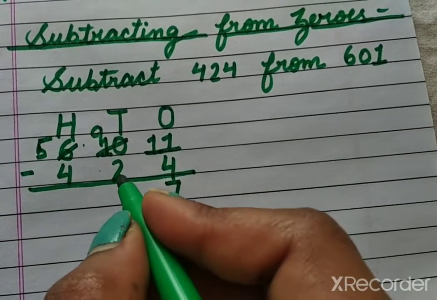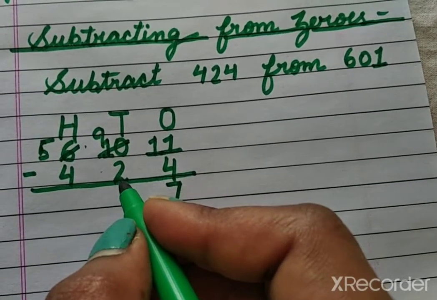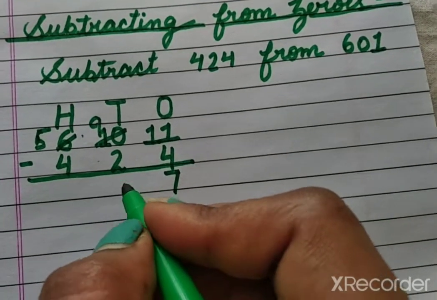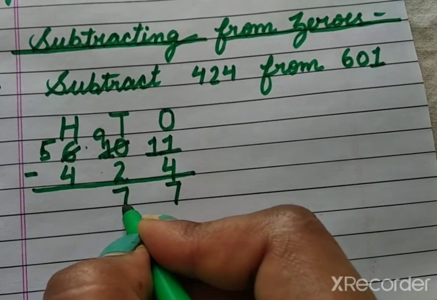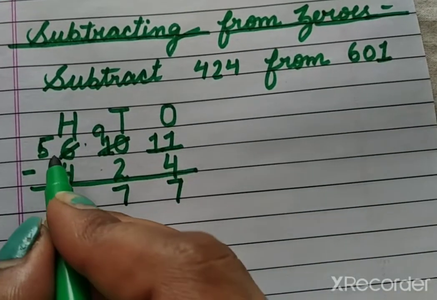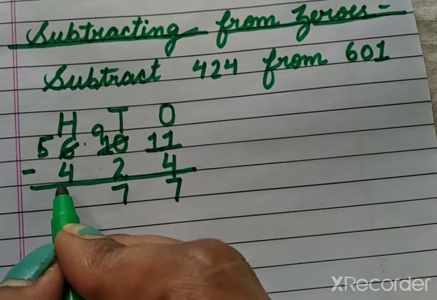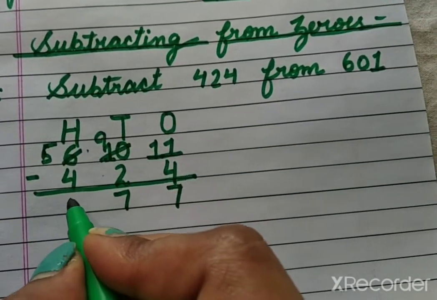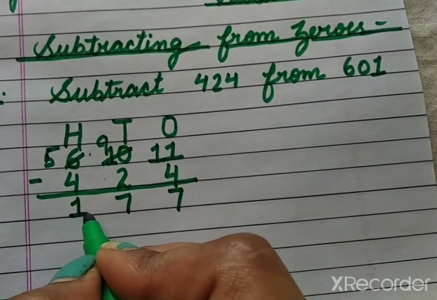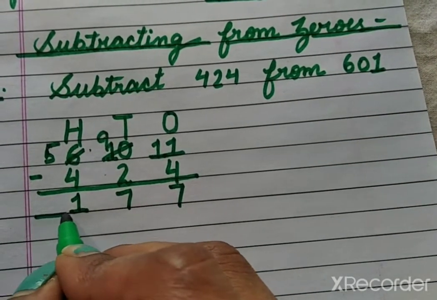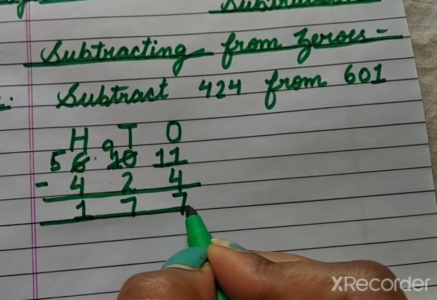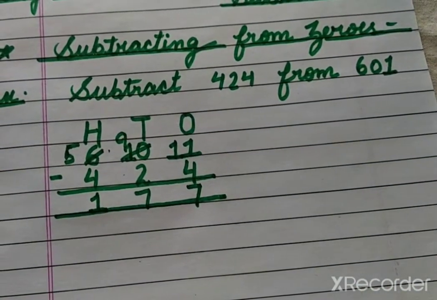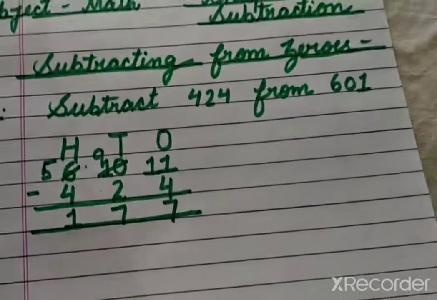9 tens minus 2 tens. So, yes, tell me the answer. Yes, 7 tens. Okay, now 500 minus 400. So what number do we get? Yes, 100. So our answer is 1 hundred, 7 tens, 7 ones. Is that clear, children? Okay.